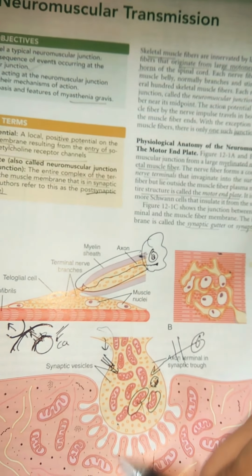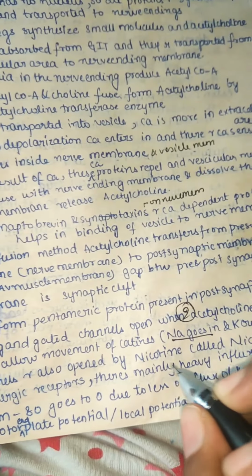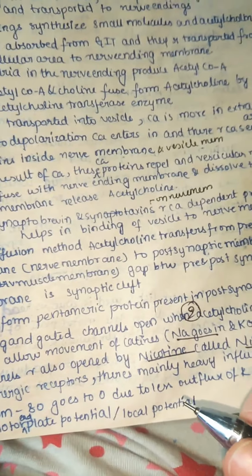Now let us move on to the discussion here. You can see we have some delta, two alpha, beta, gamma. All these mainly form a pentameric protein, which is present in the postsynaptic membrane, that is on the muscle membrane. They are ligand gated channels, and they open when the acetylcholine attaches to them. Remember that at least two acetylcholine should attach to that ligand gated channel, so that it allows the movement of cations. Sodium goes into the cell, and some of the potassium also leaks out from the cell. These channels are also opened by nicotine. So these are called nicotinic cholinergic receptors, and they mainly have a heavy influx of sodium.